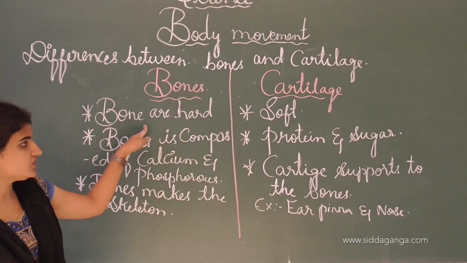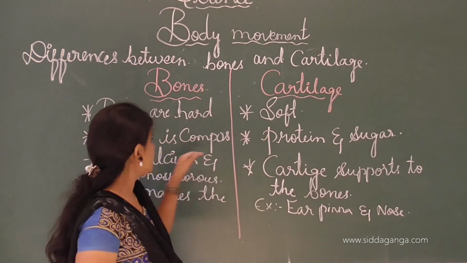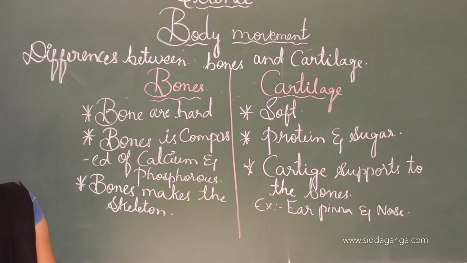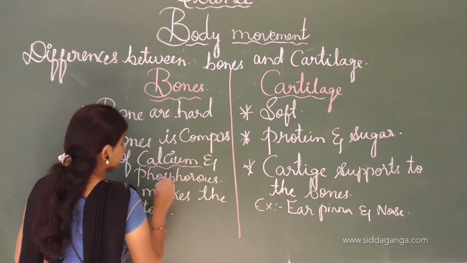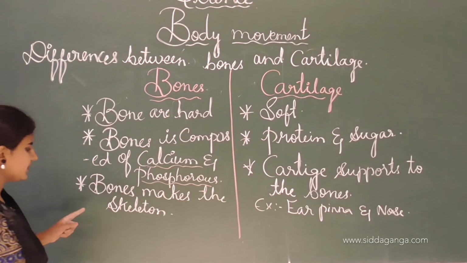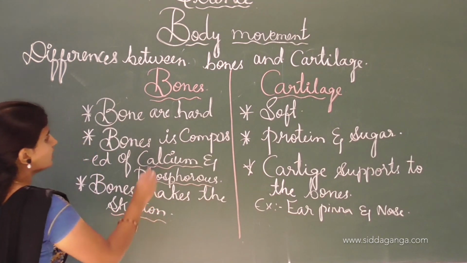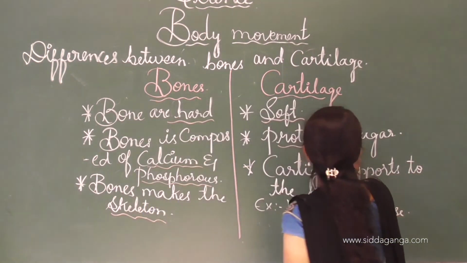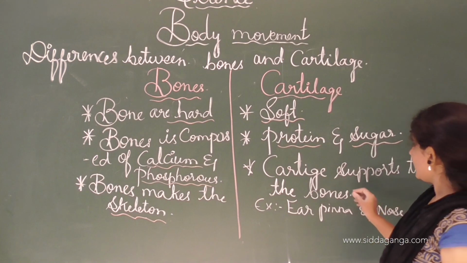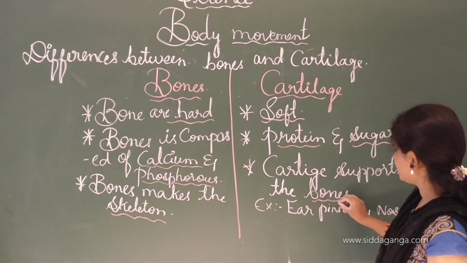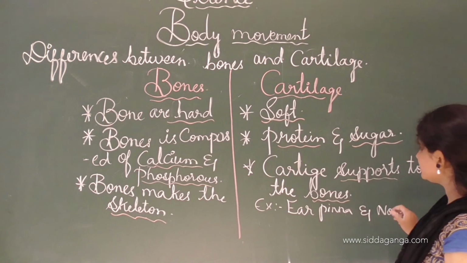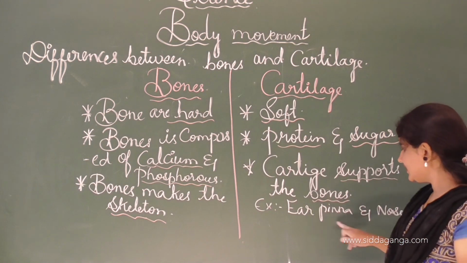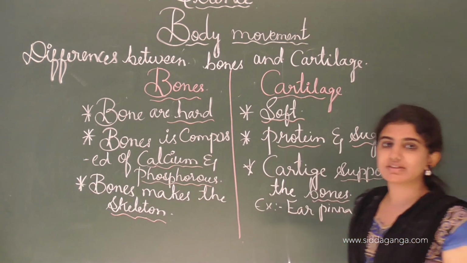See, bones are hard in nature, whereas cartilage is soft in nature, and bones are usually composed of calcium as well as phosphorus. Bones make the skeleton, and cartilage is usually soft in nature, containing protein as well as sugar, and it supports the bone. It only acts as a supporting substance which supports the bones, and an example for cartilage is the ear pinna as well as the nose, which contain cartilage.